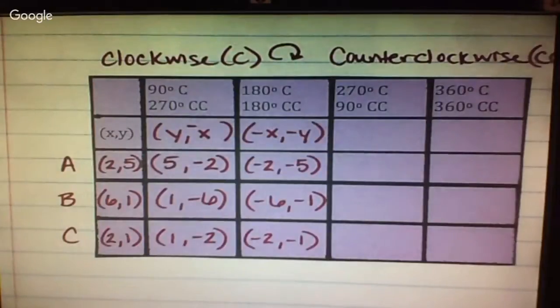So the negative in your rule doesn't necessarily mean your answer is going to be negative. It means we change the sign of x. So if x is positive, it becomes negative. If x is negative, it becomes positive. Okay. We'll practice more on this, I promise.